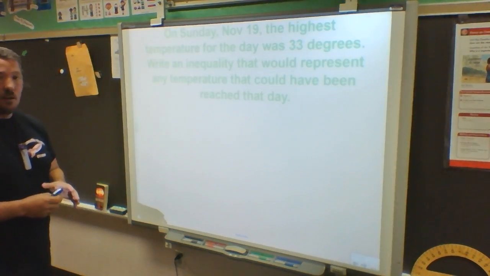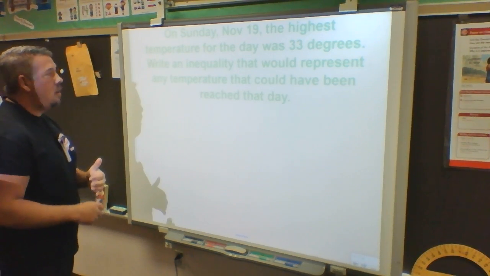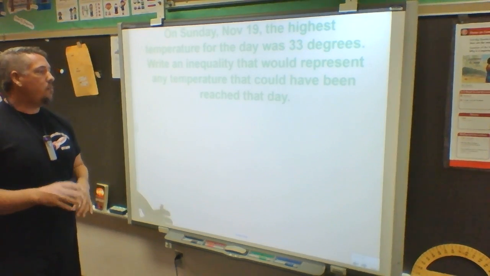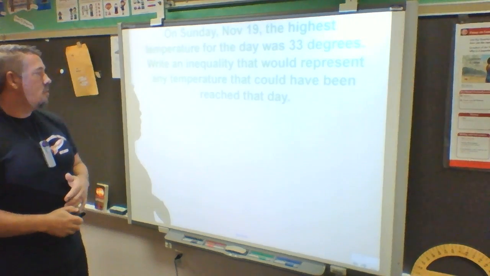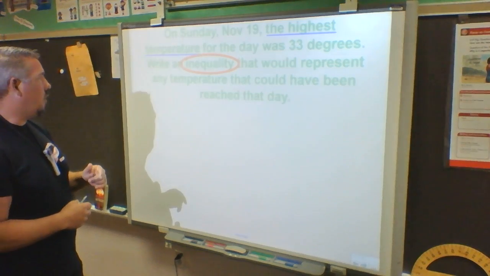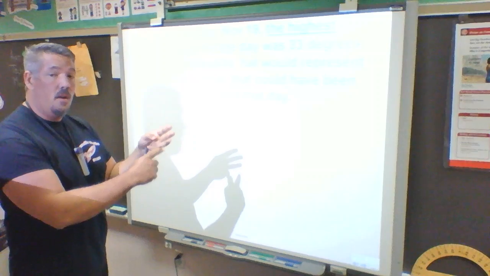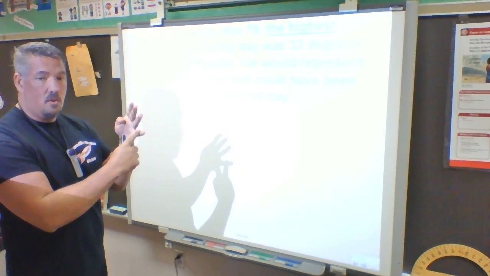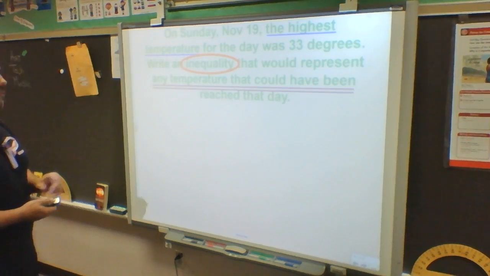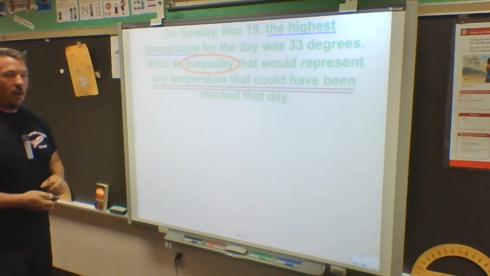It says on Sunday, November the 19th, the highest temperature for the day was 33 degrees. Write an inequality that would represent any temperature that could have been reached that day. So let's look at what it talks about. The highest temperature was 33 degrees. And I'm writing an inequality, so I'm going to use a greater than, a less than, a greater than or equal to, or a less than or equal to. So I have one of those 4 options to use. And I know that it has to be any temperature that could have been reached that day.